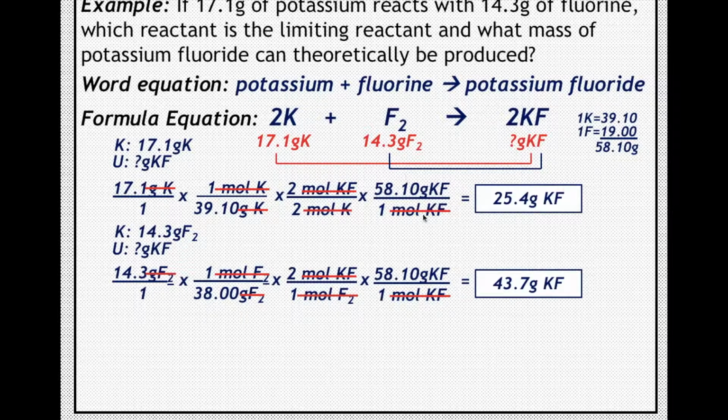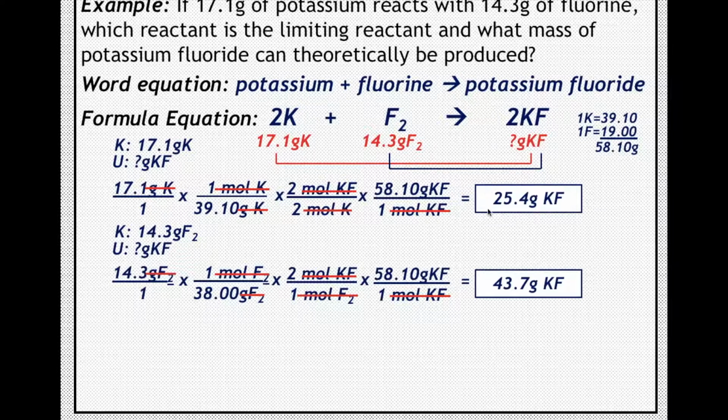So this is what we've been doing basically the whole unit. Same thing with this one. It's just we did it twice. We were given 2 different masses of something. We need to find out how much of the product it'll make in each case. And this is how much. So if we have this much potassium, this is the maximum amount of potassium fluoride we can make. If we have this much fluorine, this is the maximum amount of potassium fluoride we can make.